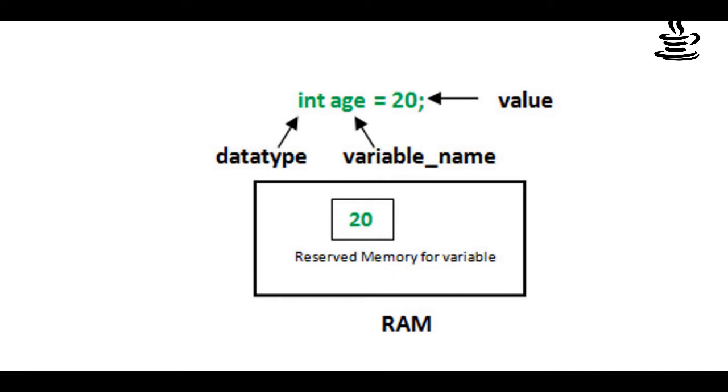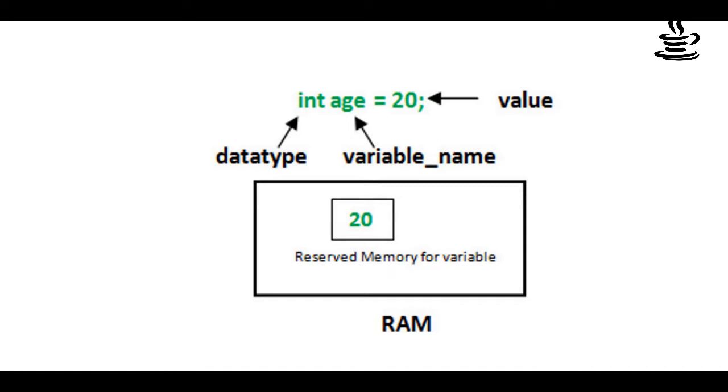Now variables are the name of the block of memory which holds some kind of data. So for example, here we have a block of memory which is holding an integer value of 20 and the name of that block of memory is age. So we will say that age is a variable which is holding an integer value of 20.